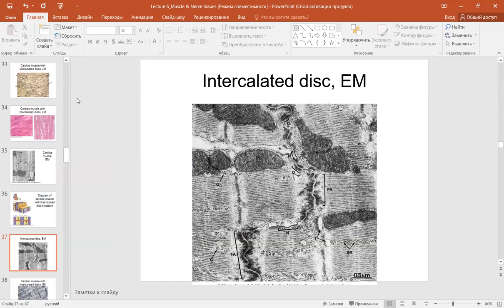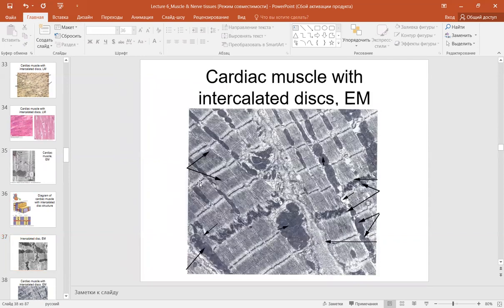Intercalated disc electromicrographic representation with some mitochondria, Z-line, isotropic disc, anisotropic disc, M-line, H-zone, desmosomes, macula adherens, fascia adherens, and gap junctions, glycogen, mitochondria, and sarcoplasmic reticulum cisterns.